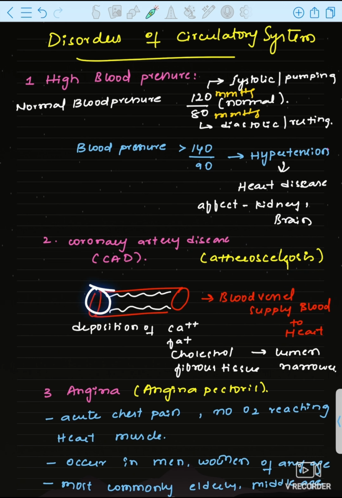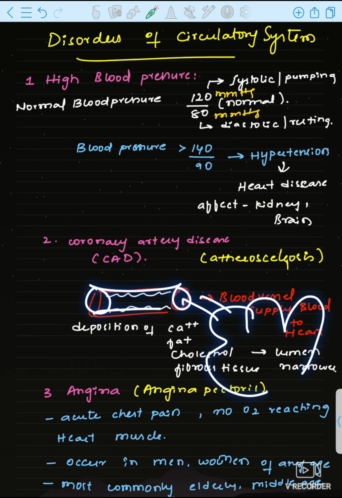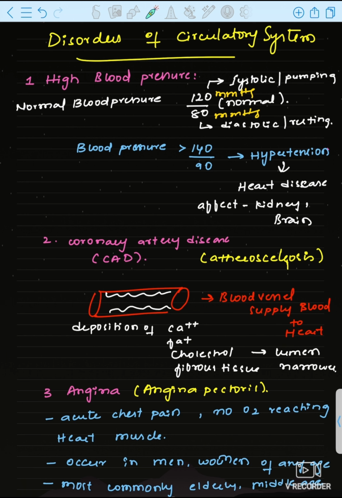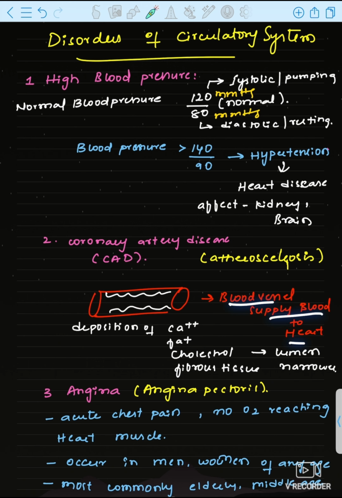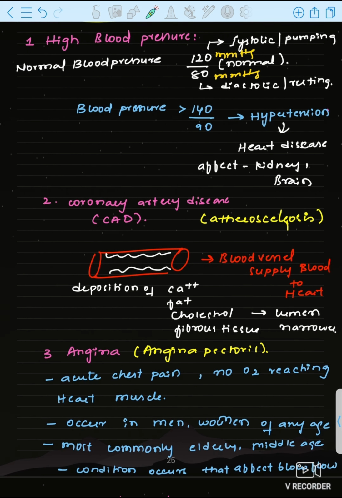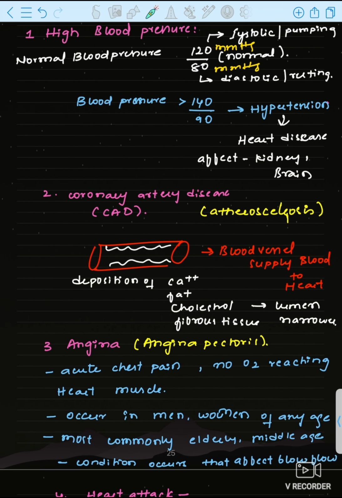Now blood vessels are there, no, which supply to the heart. Now what happens? Deposition of calcium, fat, cholesterol, fibrous tissue, they will form a layer in the blood vessels, and it will become narrow, see, and it will affect the blood supply to the heart, and inadequate blood supply will occur in the heart. That is called as coronary artery disease or atherosclerosis. Now blood supply is decreased, no. Just imagine this as sequence.